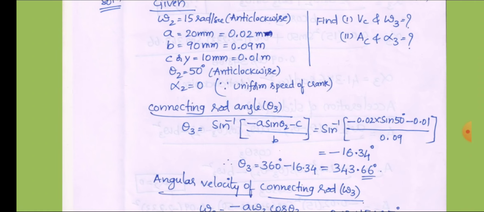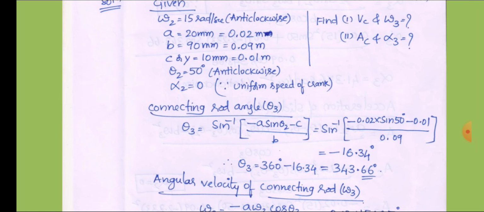So now first find out, take down all the formulas. First I have to calculate theta 3, that is the connecting rod angle. This is the case 2 of offset slider crank mechanism, where the theta 3 formula is sine inverse of minus a sine theta 2 minus c by b. So sine inverse of minus a value, which is 0.02, into sine theta 2, sine 50, minus c, that is the offset distance 0.01, divided by small b value 0.09.